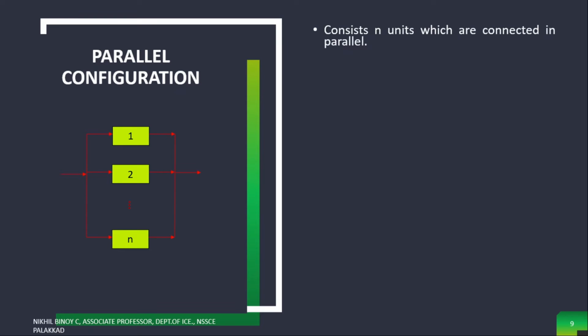Going to discuss parallel configuration. So our next topic is parallel configuration. First, note down this diagram. Please note this picture is the reliability block diagram of a parallel configuration. Parallel configuration means each reliability block is parallel to another one. So this one is the reliability block diagram (RBD) of parallel configuration.